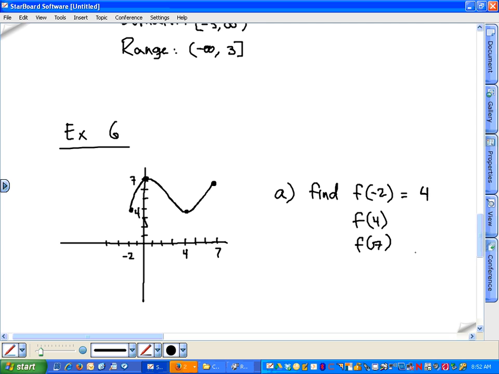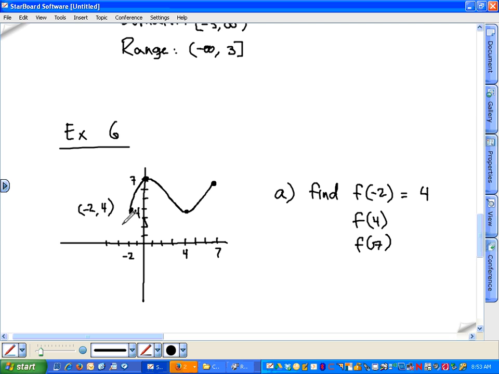Okay, because this point right here corresponds to the point (-2, 4). So right there that tells you when x equals -2, what does y have to equal? 4. So instead of having to plug this into an equation and evaluating it, we just look, okay, here's where x equals -2. Y equals 4 there.